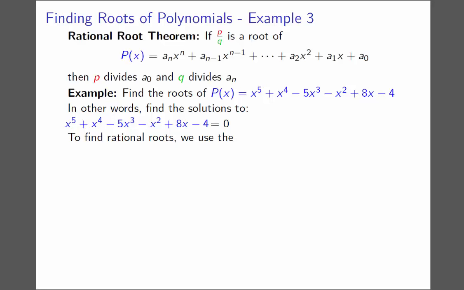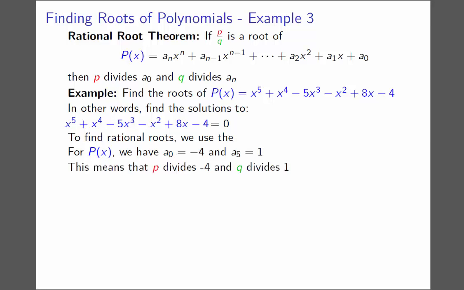That says if a fraction, p over q, is a root to a polynomial, then the numerator of the fraction p divides the constant term of the polynomial, a naught, and the denominator of the fraction q divides the lead coefficient, an. For our polynomial here, we have that a naught is negative 4, and our lead coefficient, a5, is 1. This means that p divides negative 4, and q divides 1.